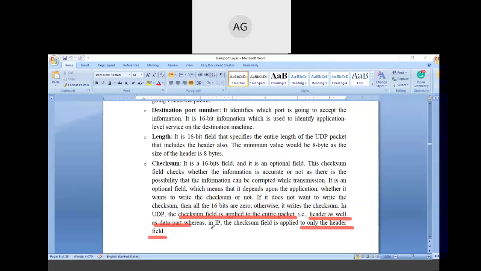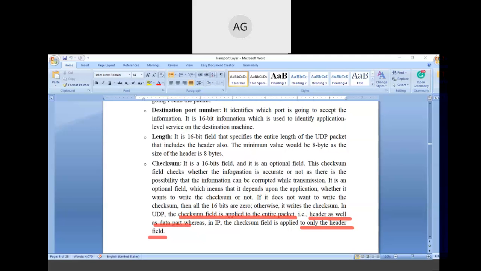So these are the four fields related to the UDP header. Whenever a question is asked about the UDP header, you need to draw the diagram of the UDP header, as well as describe these header parts in detail in order to score maximum marks for that question. So all of you understand it?